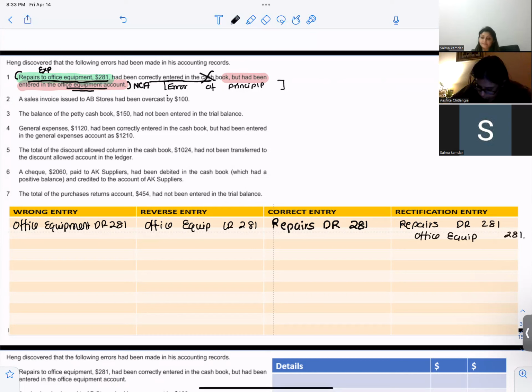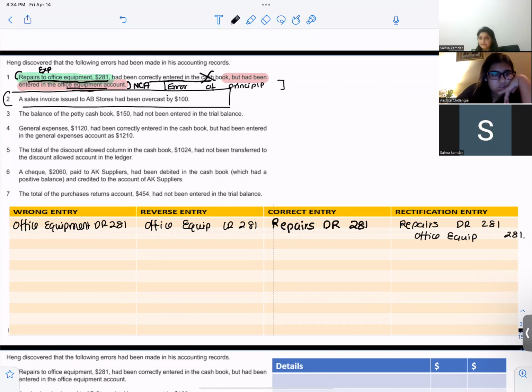Are you with me? Next one. A sales invoice issued to AB had been overcast by 100. In overcast and undercast, do you do wrong, reverse, correct, rectification? No. So sales is overcast.